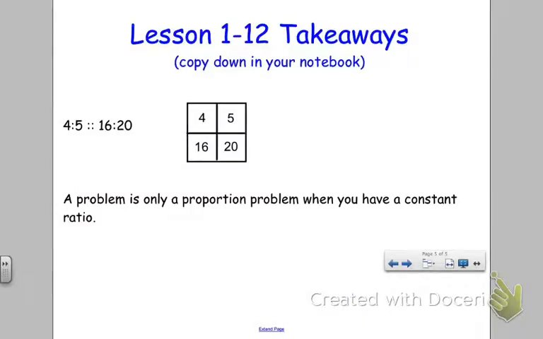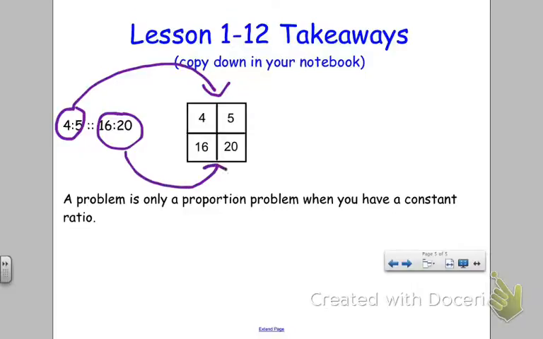Alright, so let's take a look at our takeaways. First, if you want to set up a factor puzzle to solve a numerical proportion, the first ratio always goes in the first row. The second ratio always goes in the second row. And also, a problem is only a proportion problem when you have a constant ratio. I can't stress that enough. You have to assume that the ratio between the two quantities is always going to stay the same.